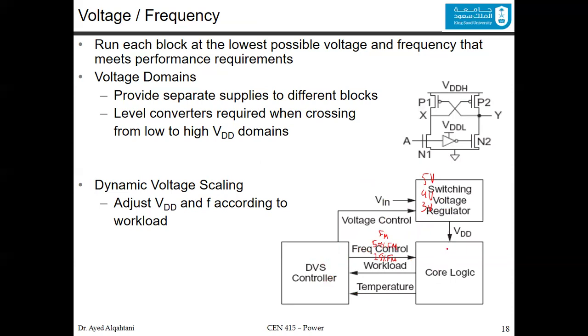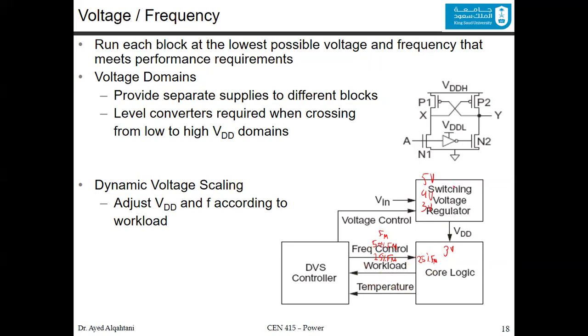You should supply the core voltage with 3 volts and 25% of the maximum frequency of this core logic until it cools down a little bit, and then you can increase it to the second level, maybe give it 50% and 4 volts. And if it's remaining at a certain level, you can increase it to the maximum, go down, and so on. So there is a regulation based on the feedback that comes from the temperature or the workload.